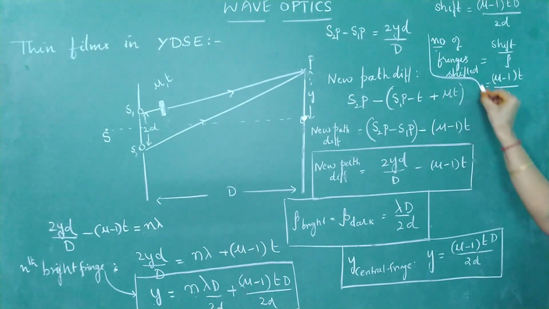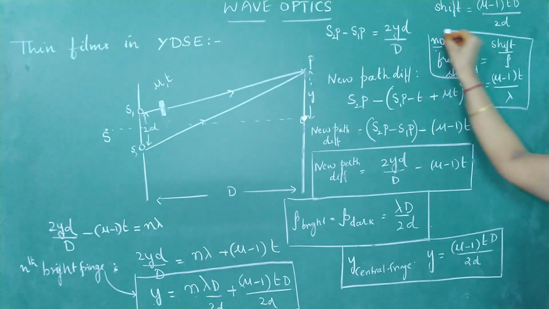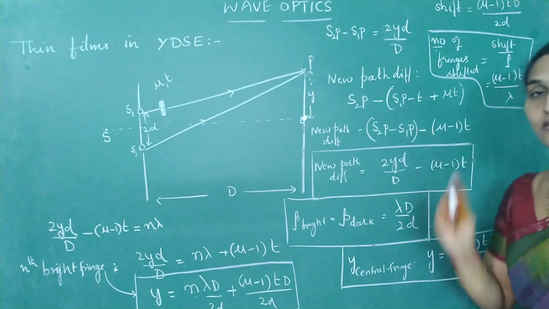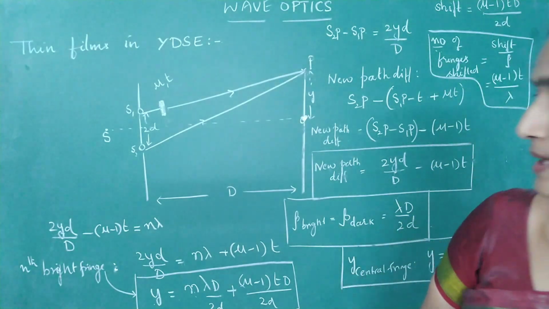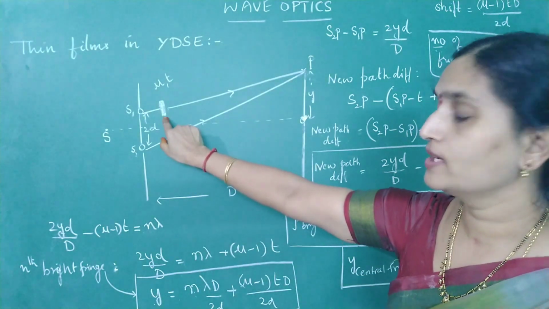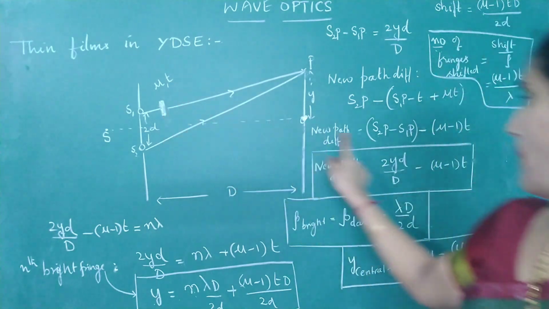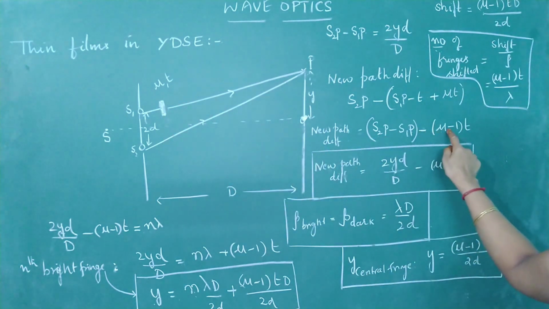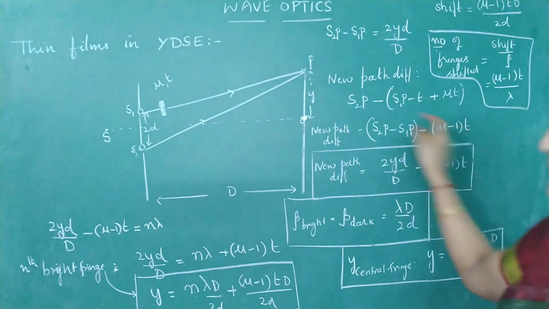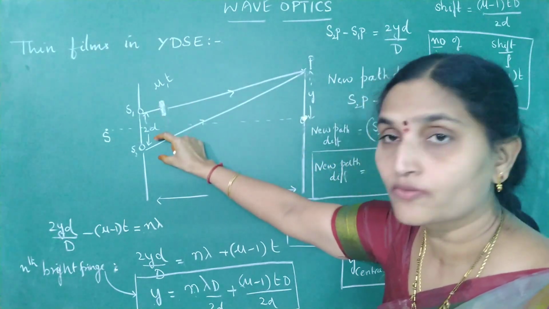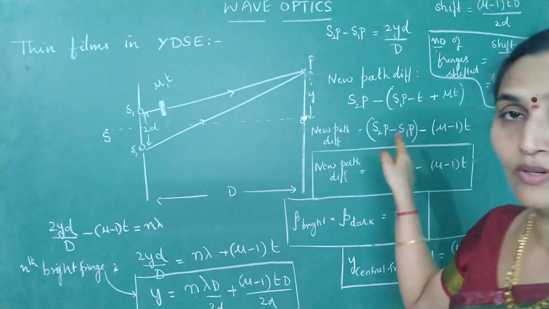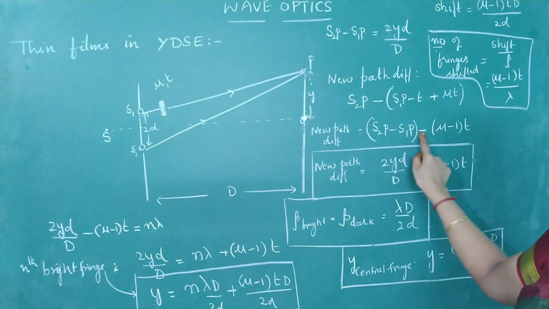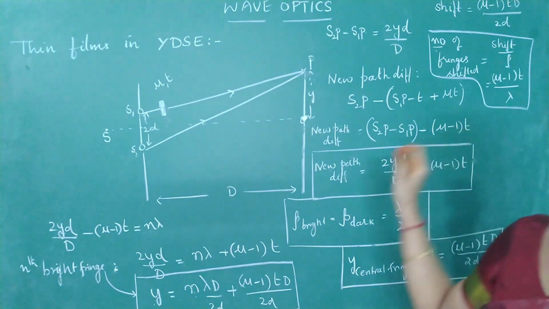Remember these two formulas. One is the change in the path difference by introducing a thin film. If you introduce a thin film in the path of S1, the path difference decreases by (mu minus 1) t. But if you introduce it in the path of S2, you will get a plus sign here. You can check by writing the equation. It will increase by (mu minus 1) t.